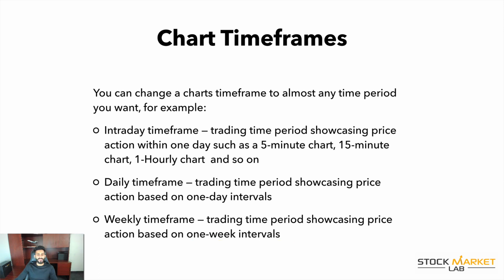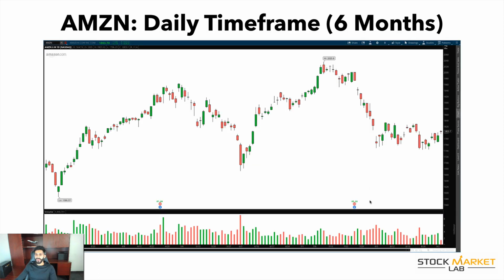Now let's look at this so you understand it. This right here is a daily time frame for Amazon, right? If you look here, stock Amazon, AMZN is the ticker symbol, 6 month, 1 day. We have information for 6 months. Each candle here represents information for 1 day, right? This is a 6 month, 1 day daily time frame.